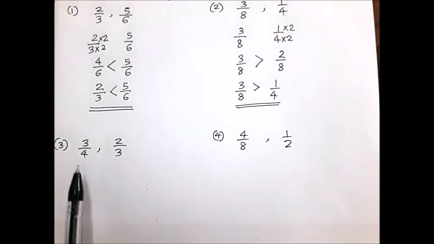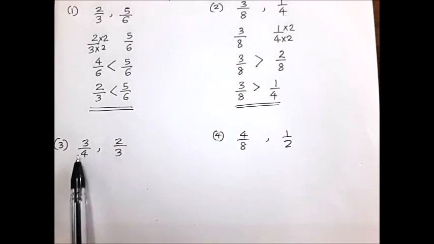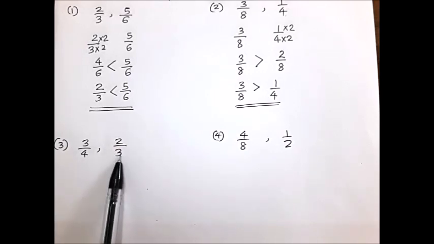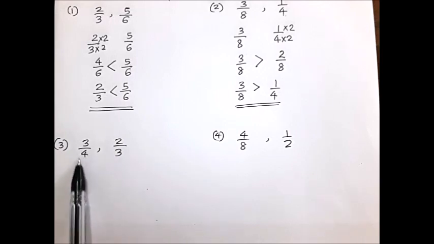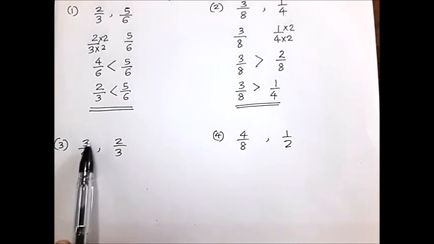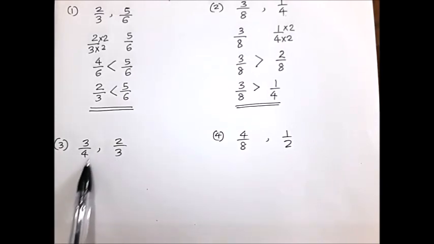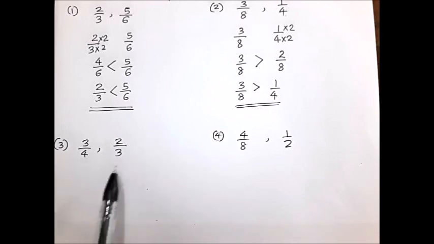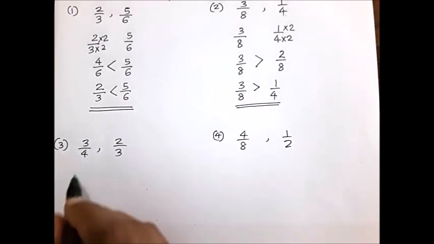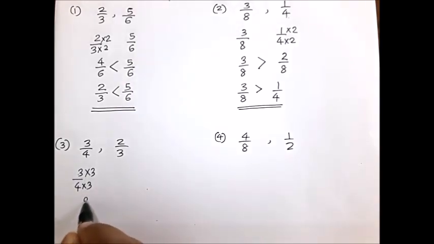Look at third example. Again denominators are different. Can you convert 3 into 4 or 4 into 3? No, you can't. So you have to convert both 4 and 3 into another number. So you have to multiply both fractions by a number to convert into the same denominator. 4 and 3, you can convert these two into 12. So multiply this one by 3. 3 multiplied by 3, 9. 4 multiplied by 3, 12.